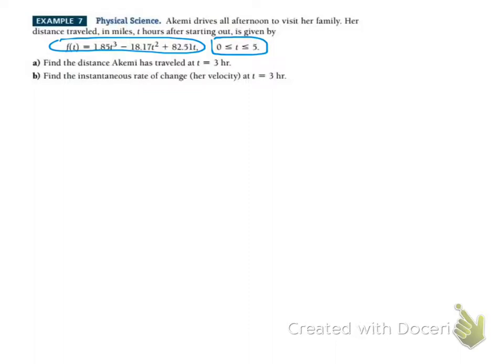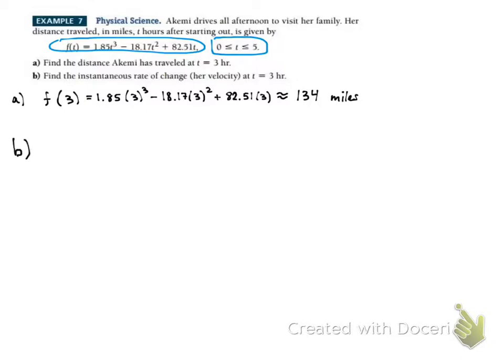Again, this function f tells us the distance that we've traveled, or this person in the example traveled, after so many hours. For part A, they want to know how far we traveled after 3 hours. Well, that's nothing complicated. All we've got to do is take that time and plug it into the function. So to find the distance after 3 hours, we just take t equals 3, plug it into the distance function, and we'll get our answer. We can round our answer to 134. So after 3 hours, we've traveled approximately 134 miles.